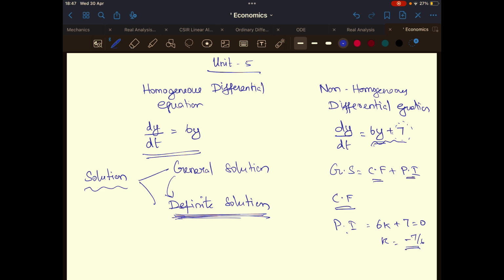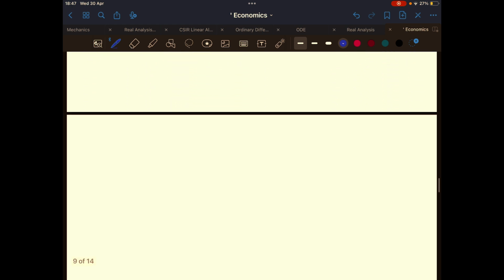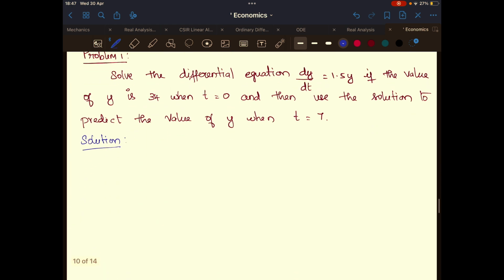That's it. Very simple. If they ask about homogeneous differential equations, you have to find the general solution, and if a value is given, the definite solution. If they have given a non-homogeneous differential equation, then you have to find CF plus PI, the particular integral. Now we'll see the first problem.